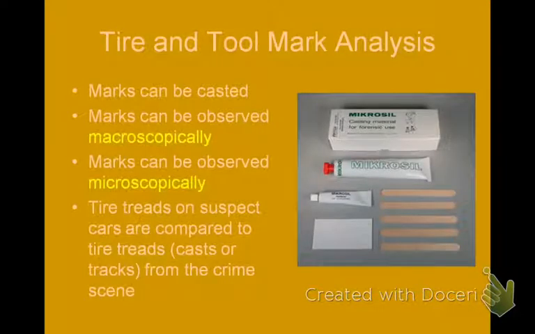When we're analyzing tire marks and tool marks, what we're going to be doing in class is actually casting the tire marks. Those tire marks are going to be observed macroscopically when we take a look at them. If finer details need to be determined, you can observe the tire marks or tool marks microscopically as well. And then we do a comparison. The standard reference sample is the tires from a vehicle, and you're going to use that to compare to the tire treads from the crime scene.